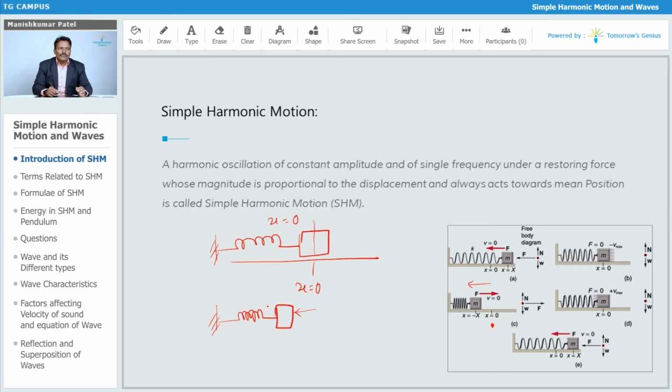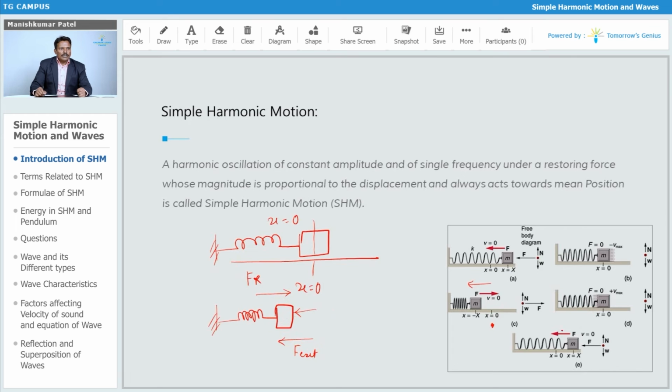This restoring force acts internally, and its direction is obviously opposite to that of the external force, or you can say it is towards the mean position. So for this case, the restoring force is directed towards the right side when the external force is on the left; the restoring force is on the right side.